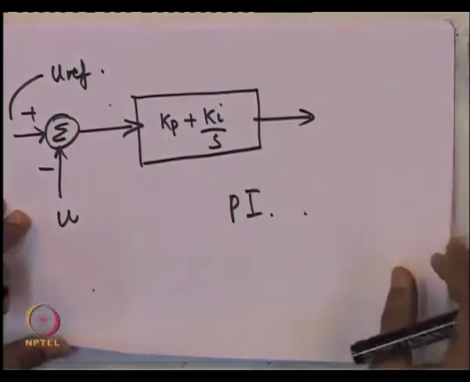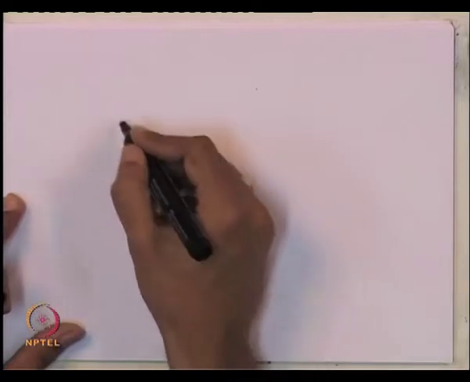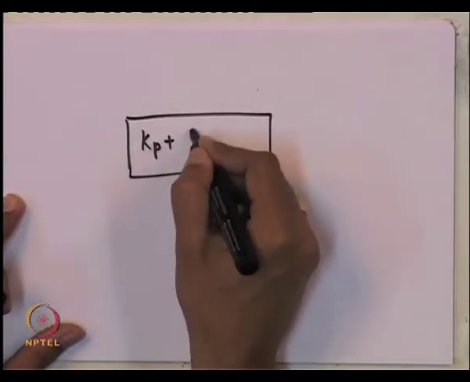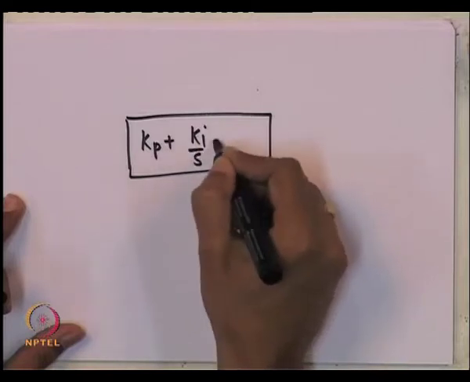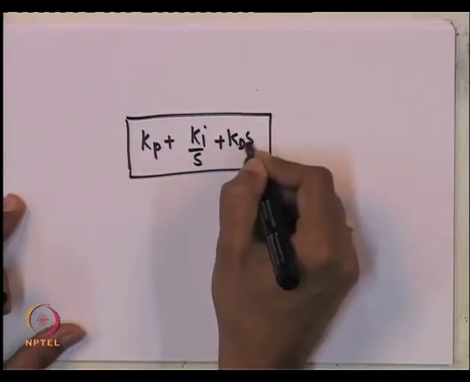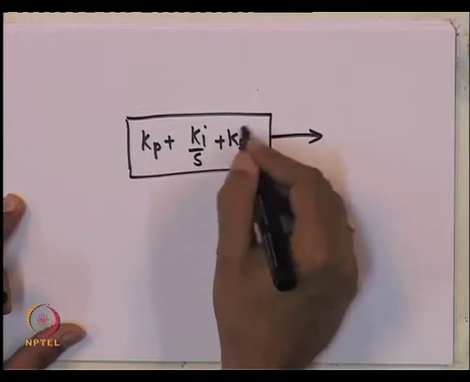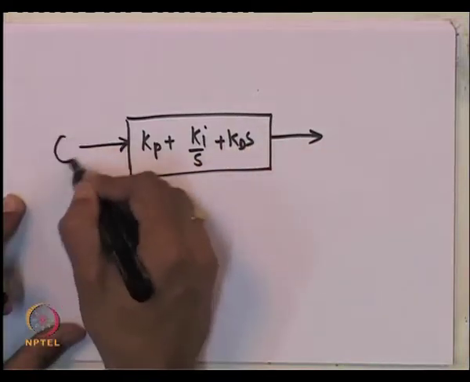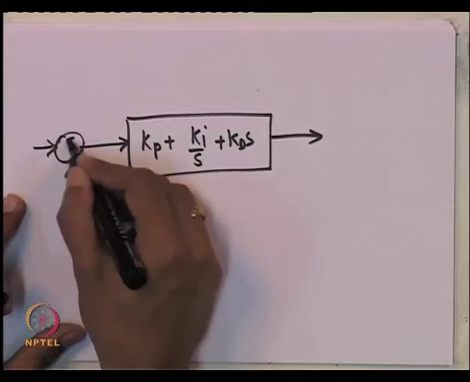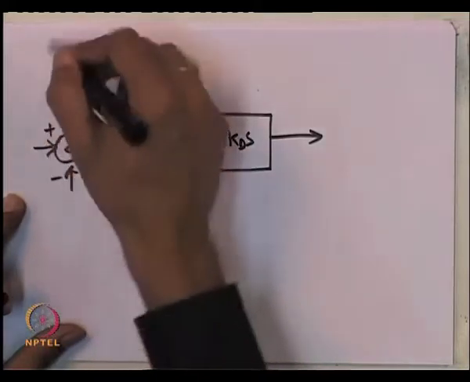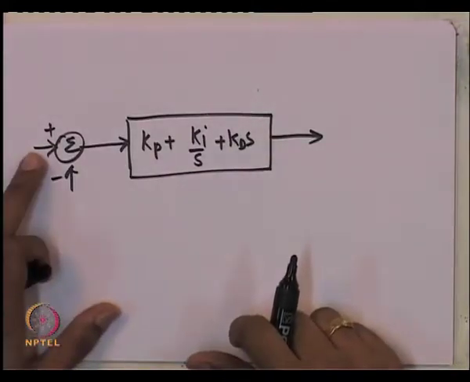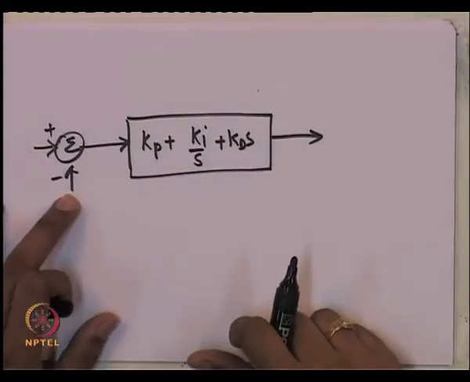You can also have a PID controller, which in principle is something like this, plus Kd into S. This is a derivative. S denotes a derivative. So, this is again the summing junction, which sums the reference value and the actual measured value.